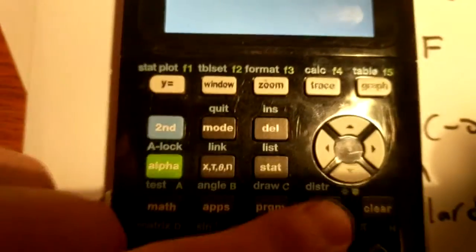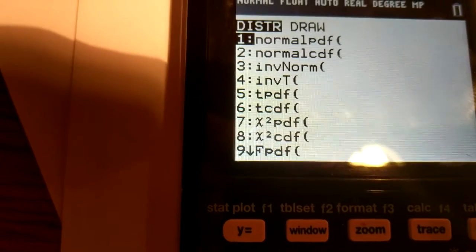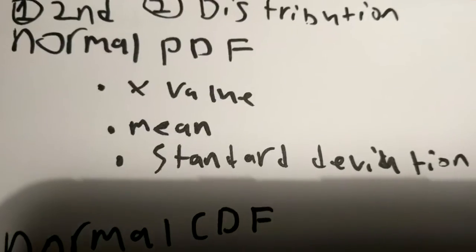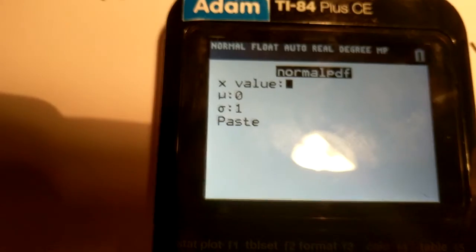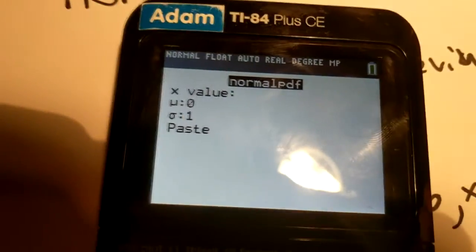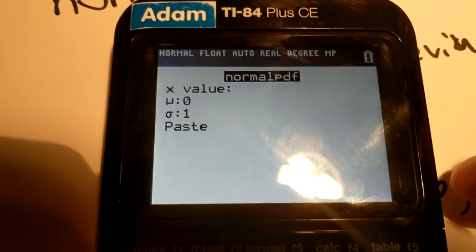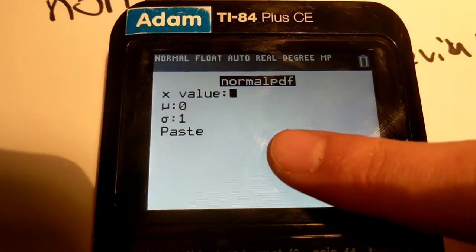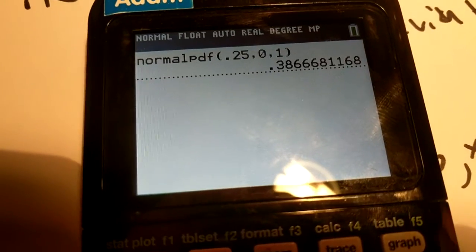The way to get to a list of them is to push second and then to push distribution. And that gets you to normal PDF, normal CDF, inverse norm. These are the 3 main ones that you're going to use. So if I click on normal PDF, you can see it wants you to enter x value, the mean, and the standard deviation. For the sake of this example, I'm going to stick with 0 and 1, so it's a standard normal distribution curve, but you could also do this with other distribution curves with different means and different standard deviations. 0.25. Probability of that occurring is 0.38666.